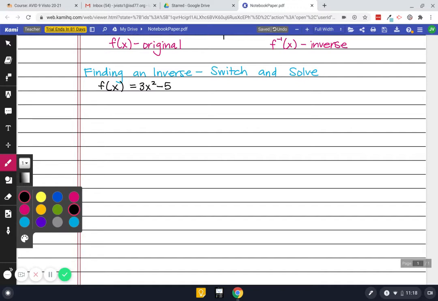The first thing we're going to do is change f of x into y. A lot easier to work in this equation if we change it to y. Remember, the f in f of x just helps us distinguish between different functions. If every function was written with y equals y equals y equals, there's no way to clarify which one you're talking about. So we give them names. So anyway, we change it to y. Then we switch x and y.